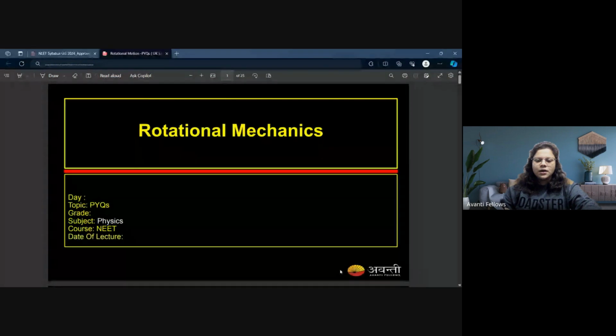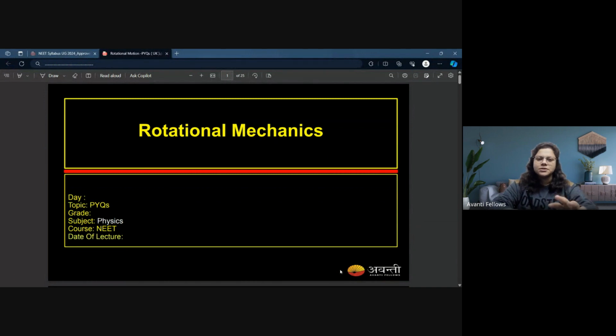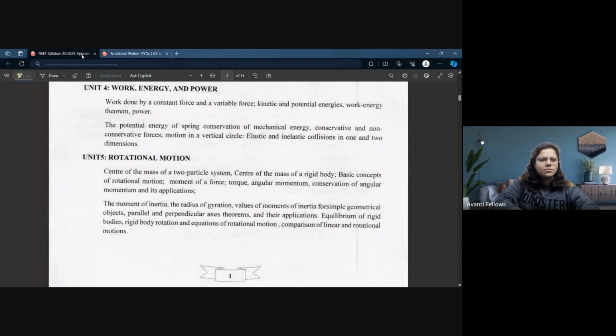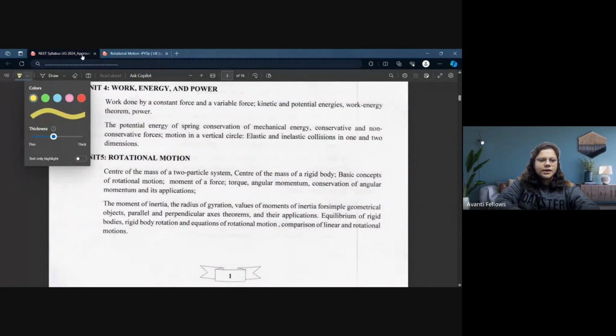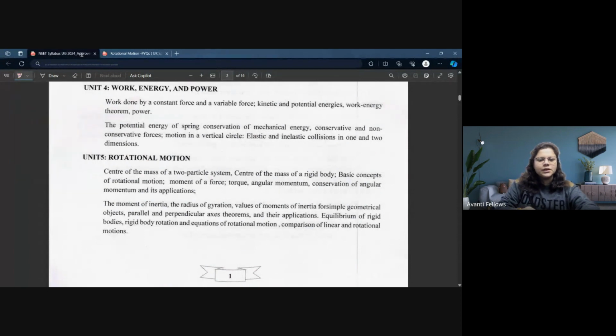Cool. So before starting this last lecture of rotational mechanics, I want to discuss the syllabus first. See, what has been completed, what is yet to be completed. First, let's get a clear idea about that. So I'm going to read the topics, and you will confirm that we have done that topic in our class. Is that fine? This is the NEET syllabus.